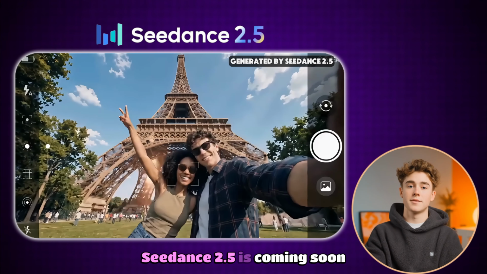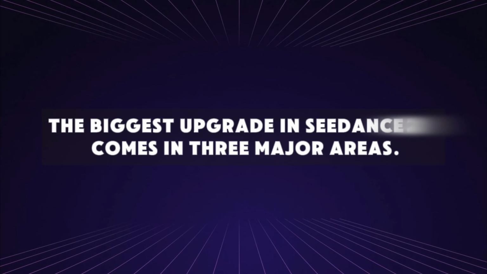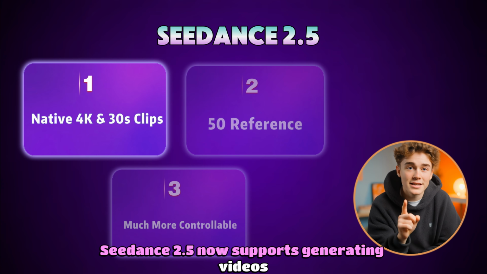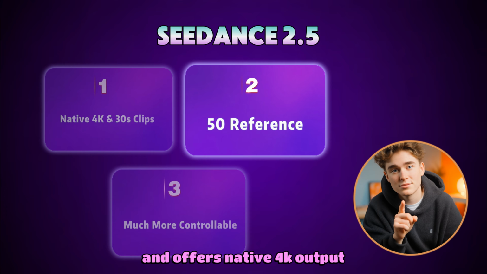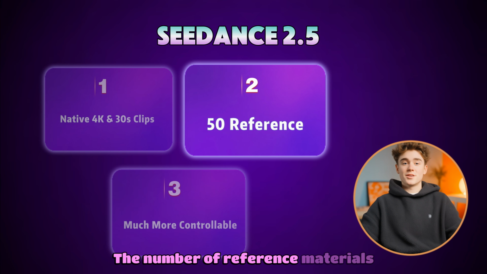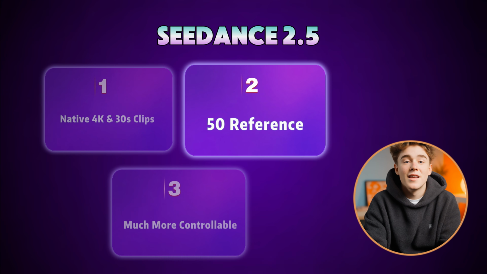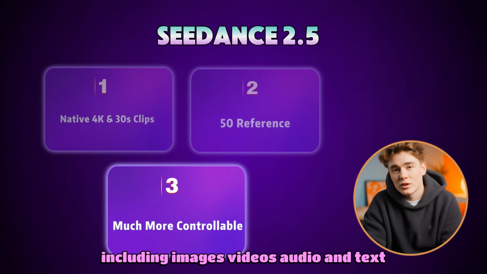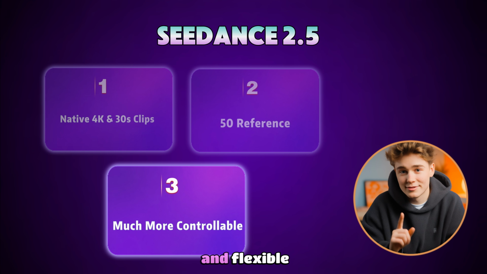Seedance 2.5 is coming soon, and what kind of surprises will this new version bring us? The biggest upgrade in Seedance 2.5 comes in three major areas. First, Seedance 2.5 now supports generating videos up to 30 seconds long and offers native 4K output. Second, the number of reference materials has been significantly expanded to 50 multimodal references, including images, videos, audio, and text. Third, both video generation and editing have become much more controllable and flexible.